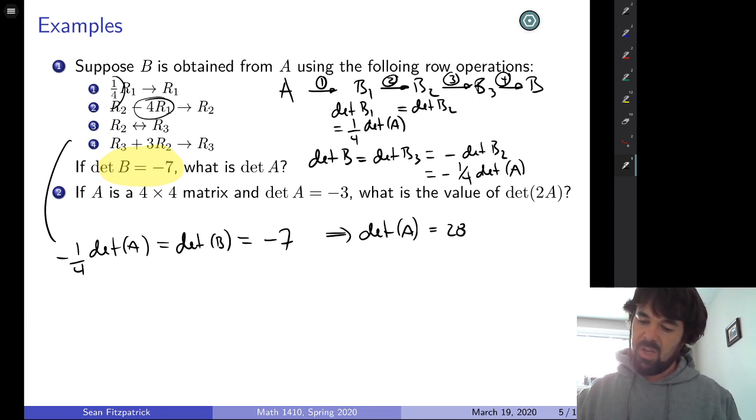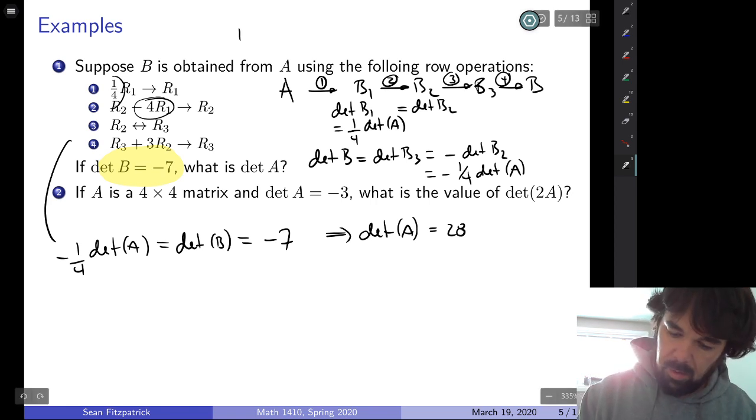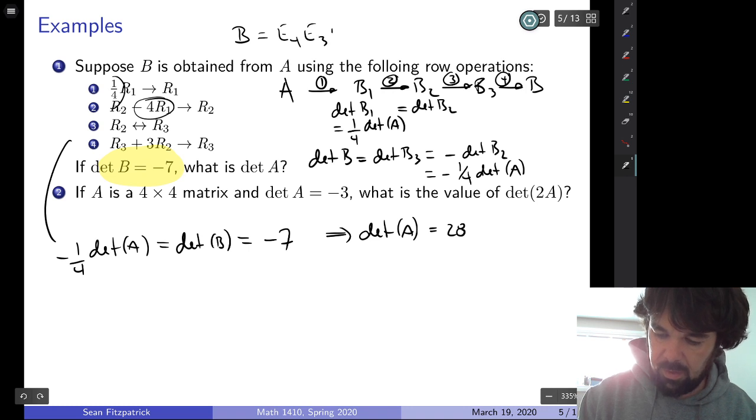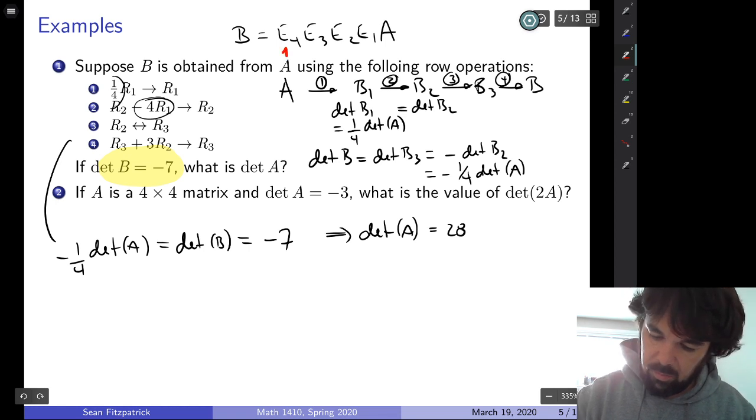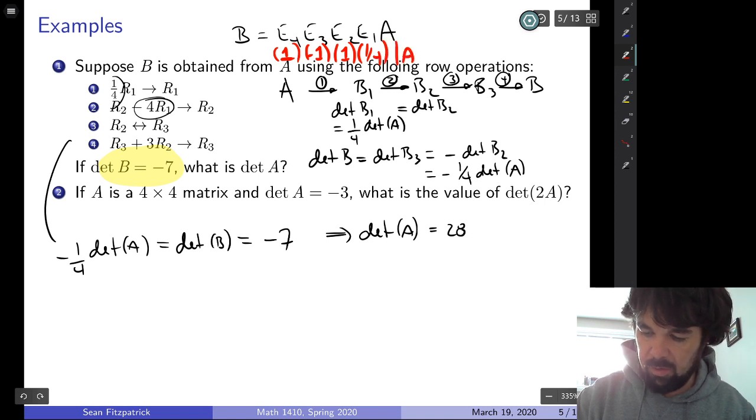The other way you can think about a question like this is that B is like E4, E3, E2, E1, A, where those E's are elementary matrices. And the determinants of each one: the determinant of E4 is 1, the determinant of E3 is minus 1, the determinant of E2 is 1, the determinant of E1 is a quarter, and then I have the determinant of A.